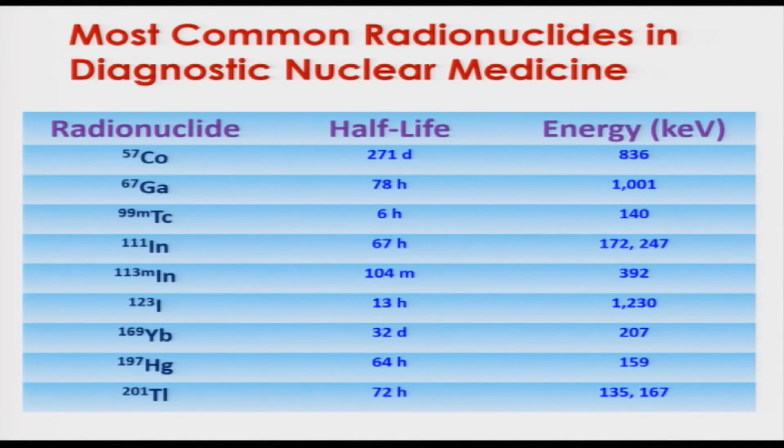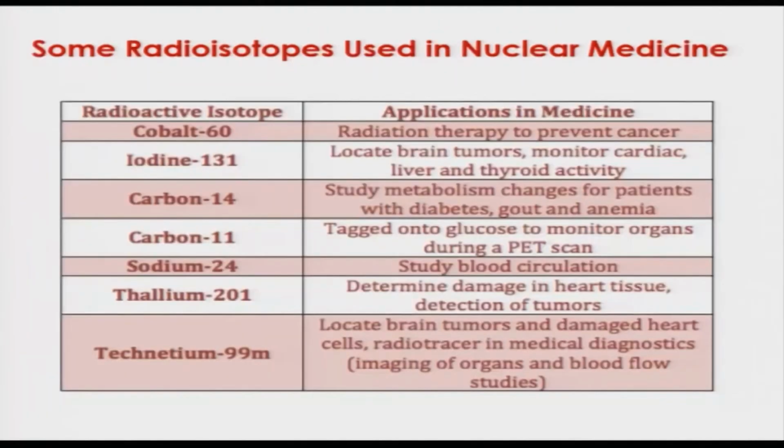Now, the most common radionuclides in diagnostic nuclear medicines are shown over here. Radionuclides which have a short half life and high energy are widely used. The popular radionuclides which are generally used in nuclear medicines are shown here, and they produce high energy which has been utilized in nuclear medicines. Some of these radioisotopes that are also used in nuclear medicine are shown here.